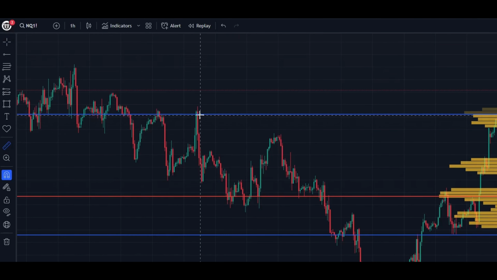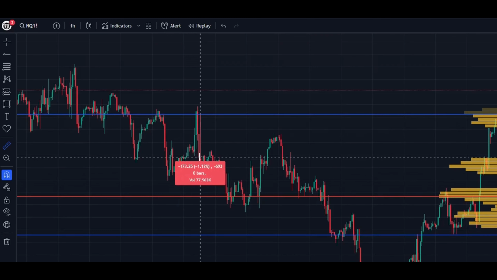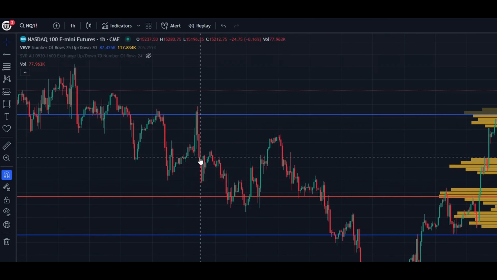Another drop we got right up here. This was also about 260 points. Again, this was during market open as well, for those who trade QQQ or SPY. QQQ would be the equivalent of the NASDAQ, which is the NQ that we're looking at right now.